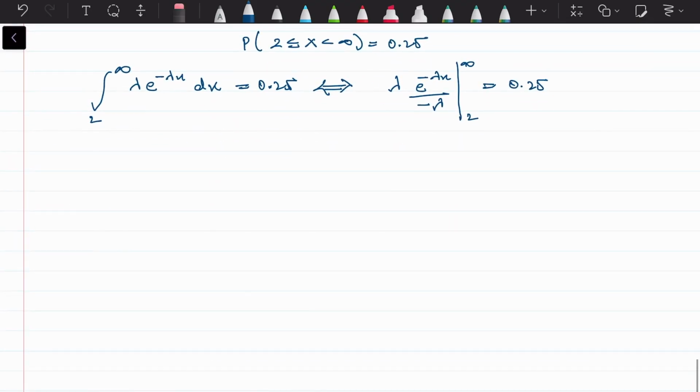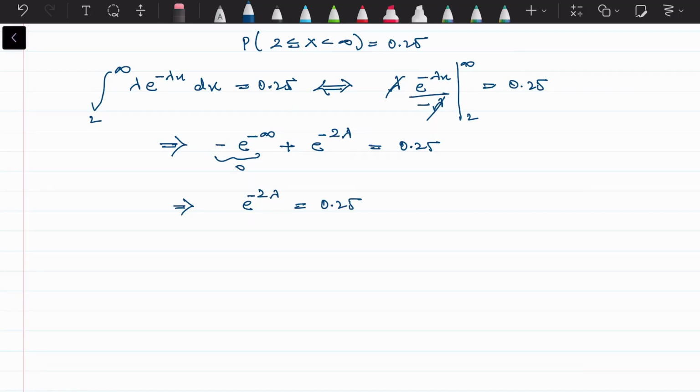So now we can just cancel this one, and we get minus e to the power minus infinity plus e to the power minus 2 lambda is equal to 0.25. Here we just substituted the values of the definite integral limits, and we have got this expression, and now we can solve. So this value is 0, so what we have is e to the power minus 2 lambda is equal to 0.25.